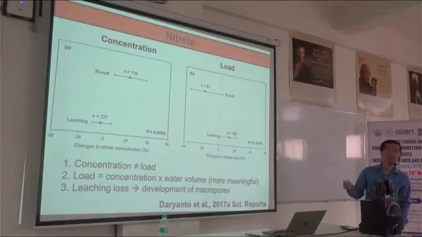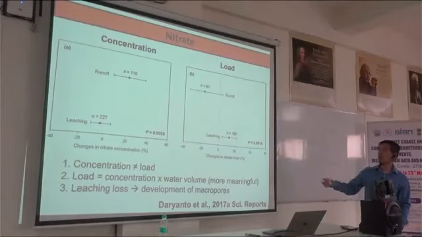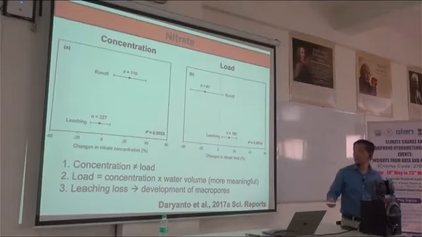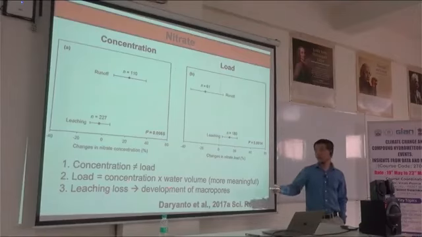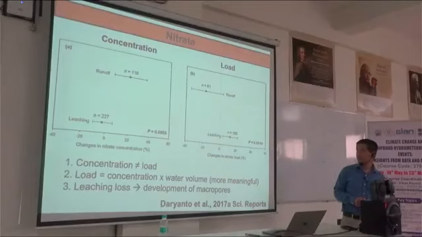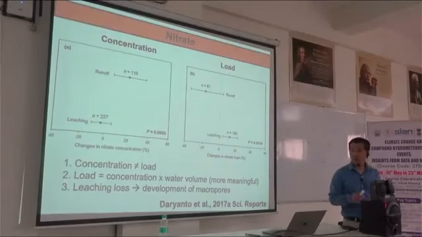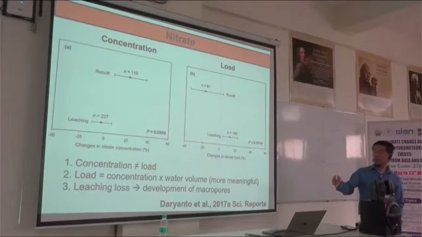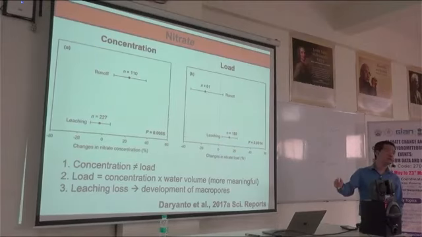So concentration is just a part of the story, not the full story. Load is the full story, right? Because load has both concentration information and also volume information. So that's for nitrate. The next one will be for phosphorus.